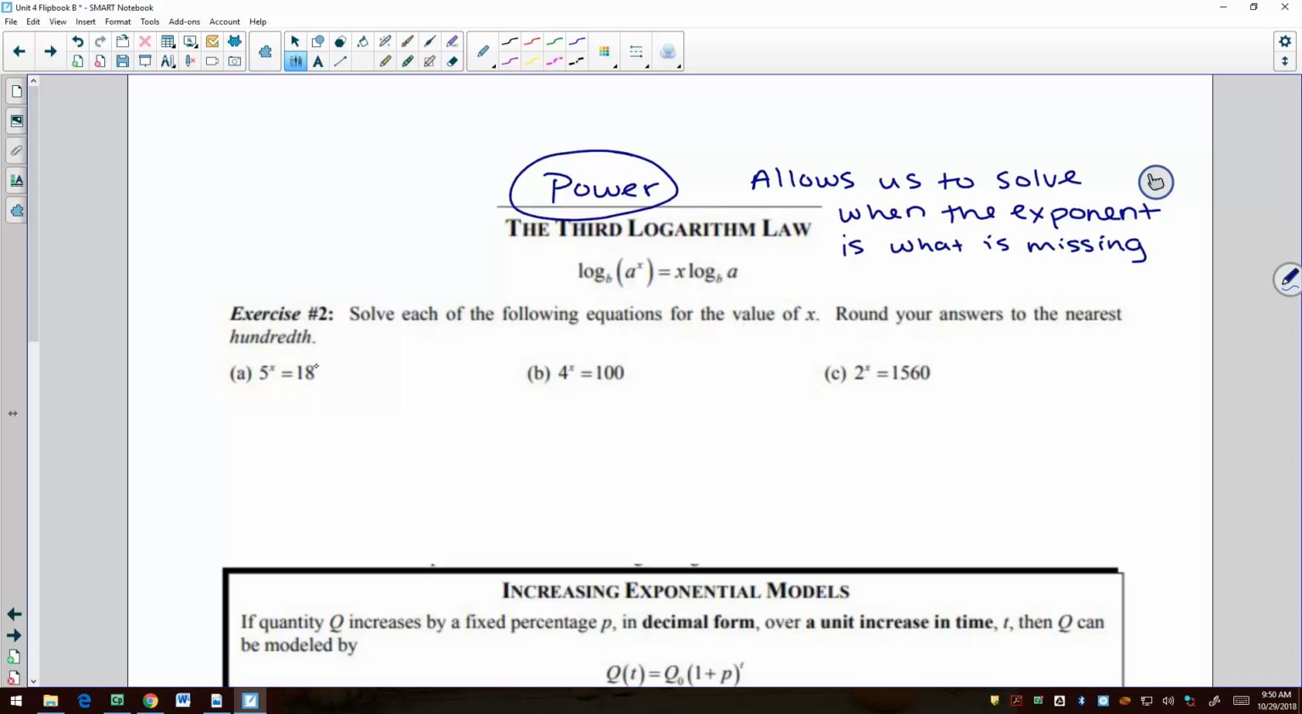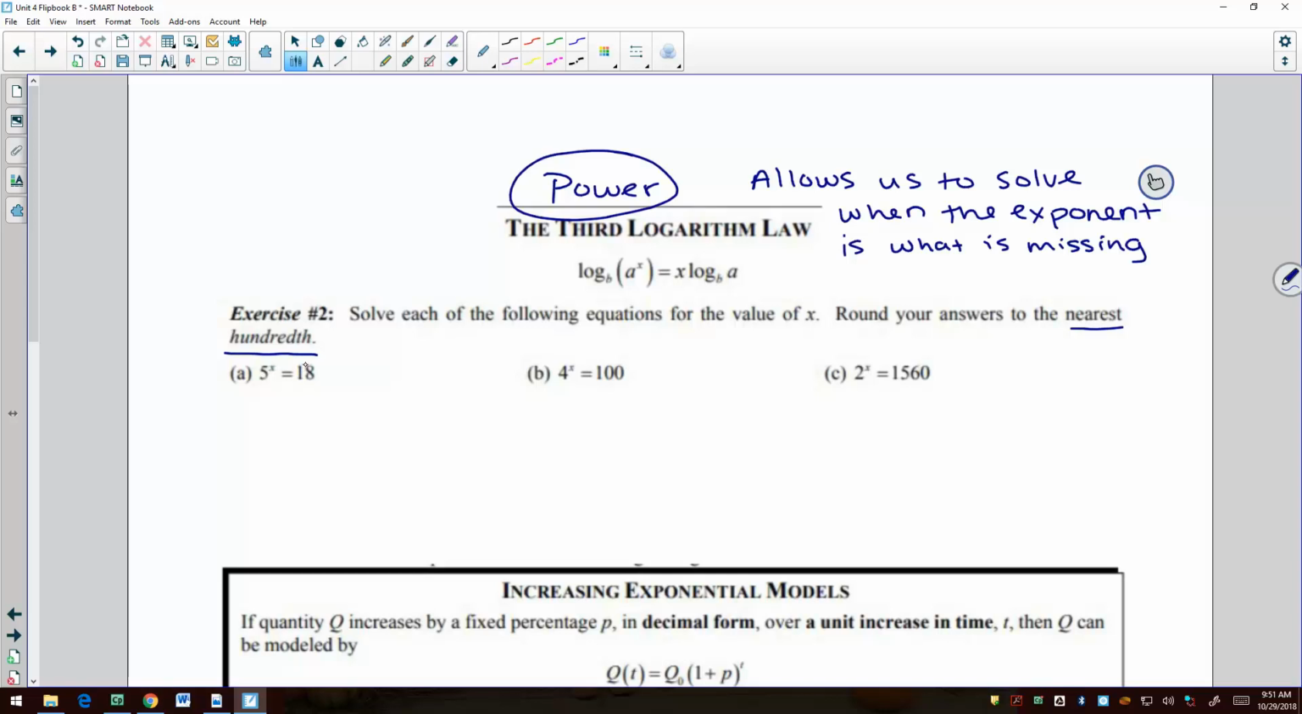Look at the first one and notice this is a huge hint on your Regents, on any test. If they tell you what you should be rounding to, you should be getting ugly numbers with decimals. It's not going to be pretty. So look at this first one. They want to know, what could you raise 5 to get 18?